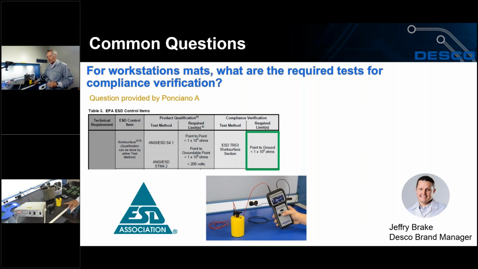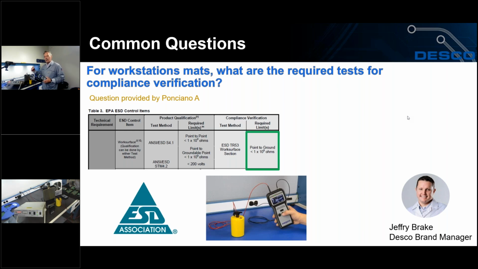I'm going to set it on the front edge here that you can see, and I'm going to run my test. And the requirement is less than 1 times 10 to the 9th. So also over 10 to the 6th, it's required that you energize for 15 seconds. So this tester is automatically doing that for you. So 1.4 times 10 to the 6th. So it's well within that range required to properly dissipate charge.